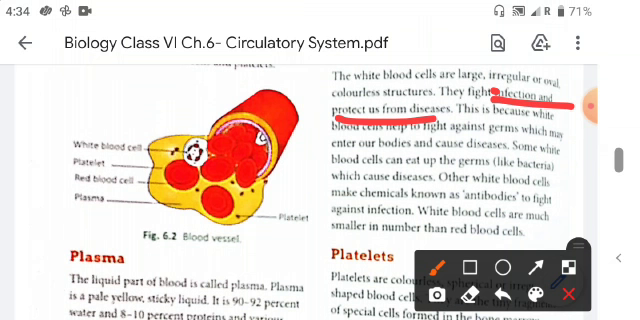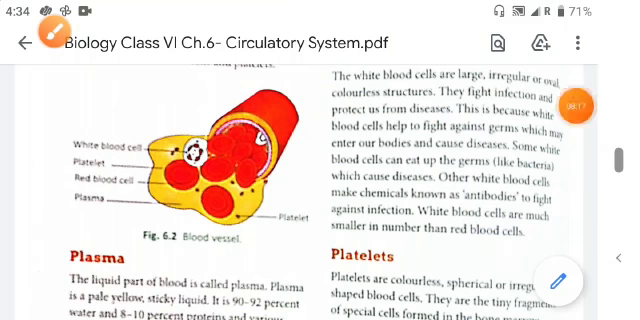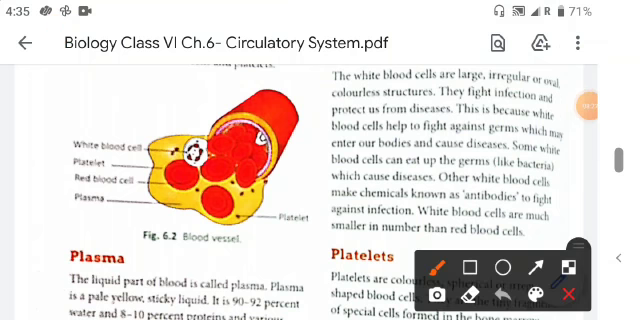This is because of blood. Yes, this is because white blood cells help to fight against germs which may enter our bodies and cause diseases. Some white blood cells can eat up the germs like bacteria which cause disease. So that means white blood cells protect us from diseases.